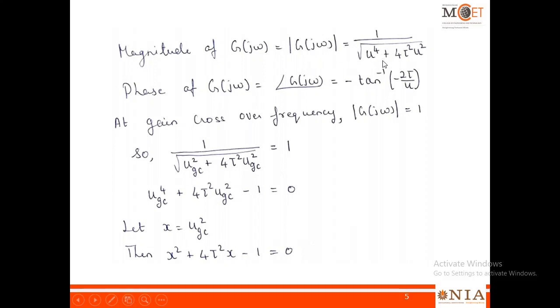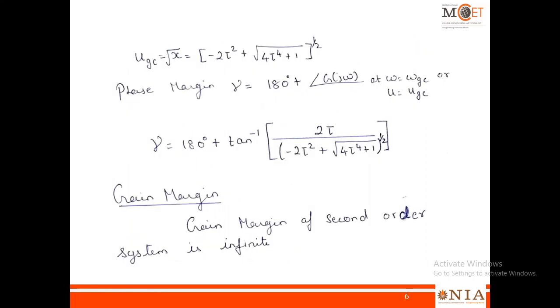So gain margin Kg is equal to 1 by G of j omega at pc. So 1 by infinity, again it is going to be infinity. It is a simple derivation, that's why we have not done it. The gain margin of a second order system is always infinite.